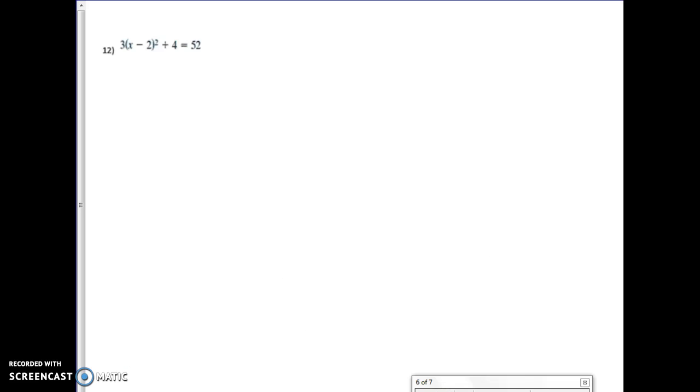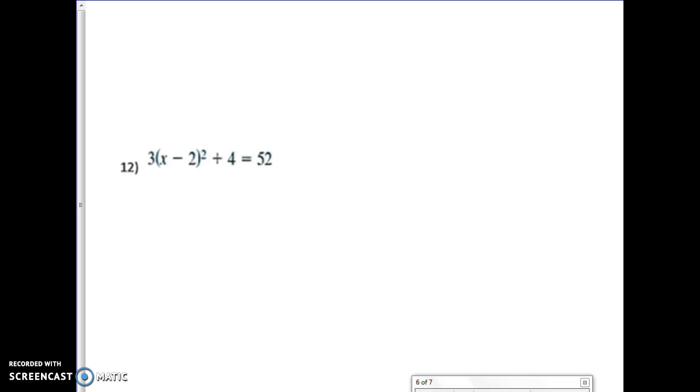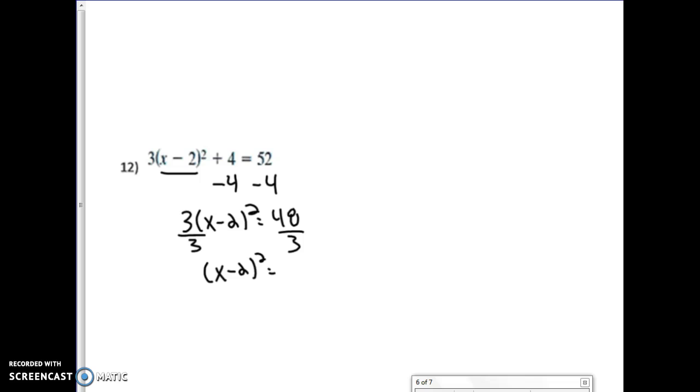If I look at this next one right here, the same basic idea. So I want to get the x minus 2 squared by itself. So I'm going to subtract 4 from both sides. So I got 3 quantity x minus 2 squared equals 48. Now I'm going to divide both sides by 3. So I have x minus 2 squared equals 16. Now I want to get rid of the square, so I'm going to square root both sides. So I get x minus 2 equals plus or minus 4.